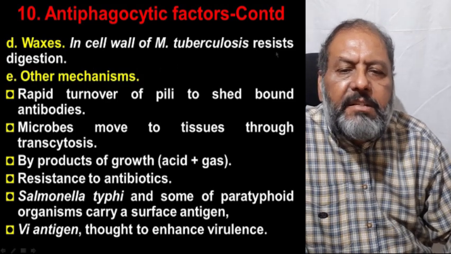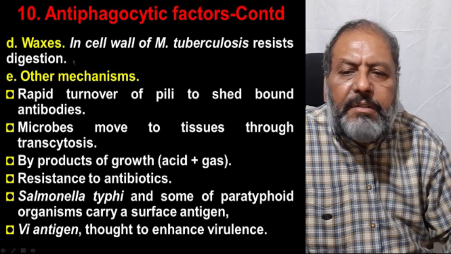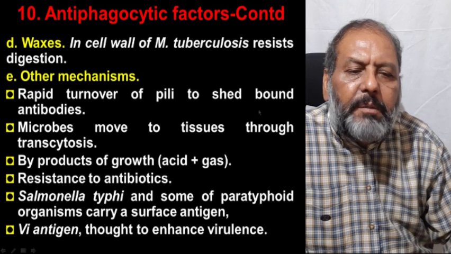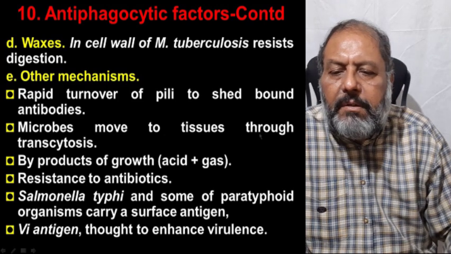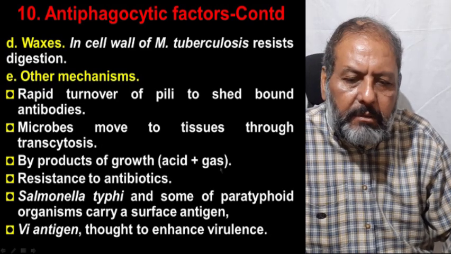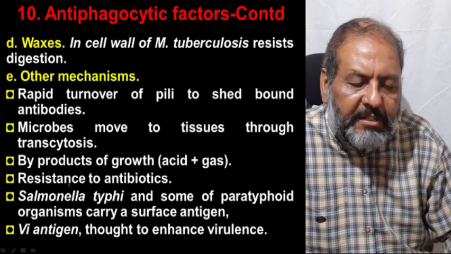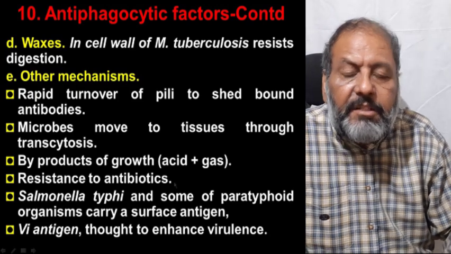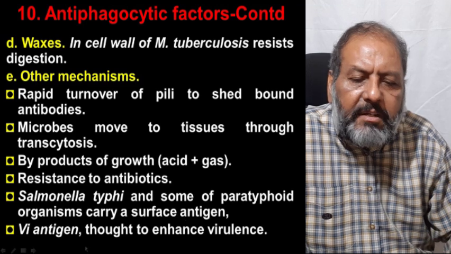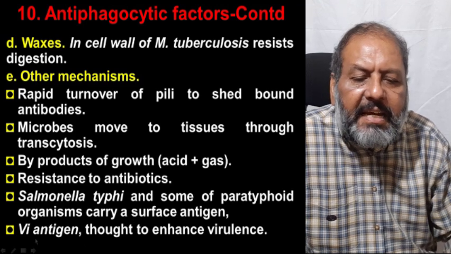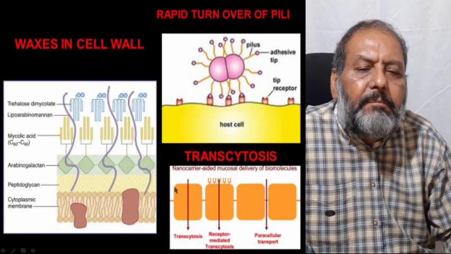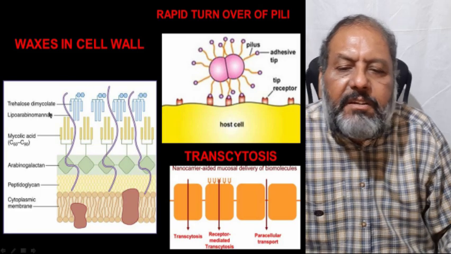Then the waxes in the cell wall of Mycobacterium tuberculosis resist digestion by the macrophages. The other mechanism is the rapid turnover of the pili to shed bound antibodies. Microbes move to the tissue through transcytosis. By products of growth, acid and gas, the bacteria can enter into the tissues. Resistance to the antibiotics, so antibiotics are not able to destroy the bacteria. Salmonella typhi and some of the paratyphi organisms carry a surface antigen, Vi antigen, thought to enhance the virulence, and the bacteria are capable of entering into the tissues.